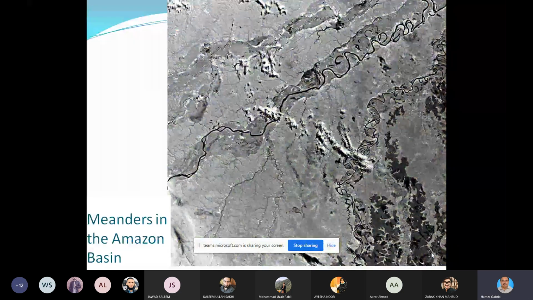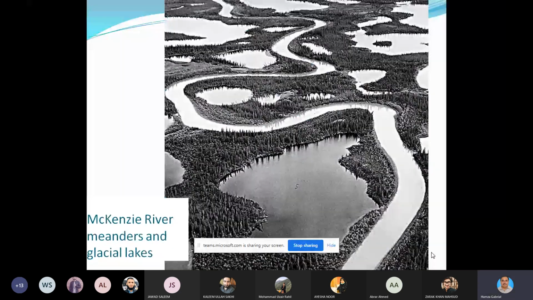So meandering pattern of the river Amazon in South America. So you see the very visible meandering pattern of river Amazon, the zigzag path, then the meandering pattern of Mackenzie River of New Zealand. So very clear meanders having very high amplitudes.